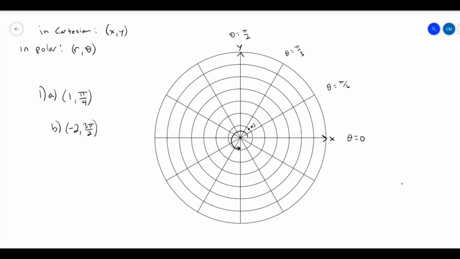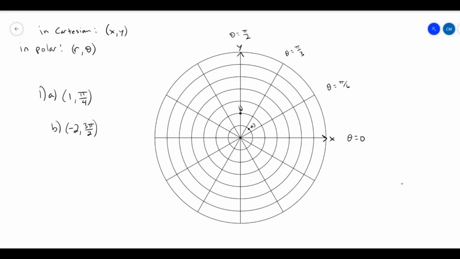But the fact that it's a negative radius... if it was a positive radius, I would just go 2 out and I'd put the dot right there. That would be +2, 3 pi over 2. But since the radius is actually negative, instead of going in the direction of that angle, you actually go in the opposite direction. So I have to actually go up 2 units, and that point right there would be what B is.